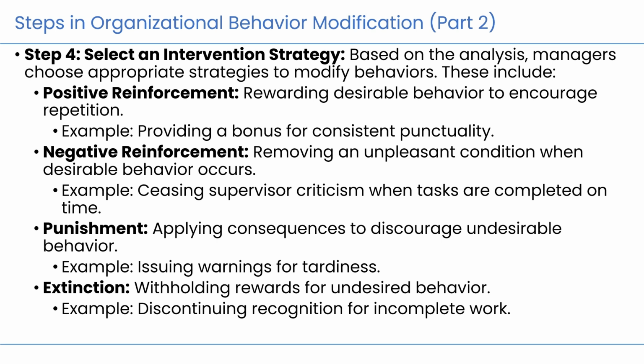In this step, managers implement strategies tailored to the specific behavior they want to change. Positive reinforcement is the most effective and commonly used approach. For example, rewarding employees for consistent punctuality motivates them to continue this behavior. Negative reinforcement works by removing an unpleasant situation once the desired behavior occurs, like stopping supervisor criticism when tasks are completed on time. Punishment, such as issuing warnings, discourages negative behavior but must be used cautiously to avoid resentment.